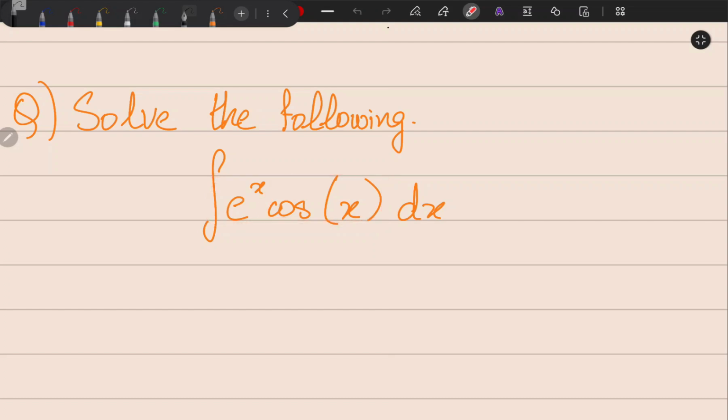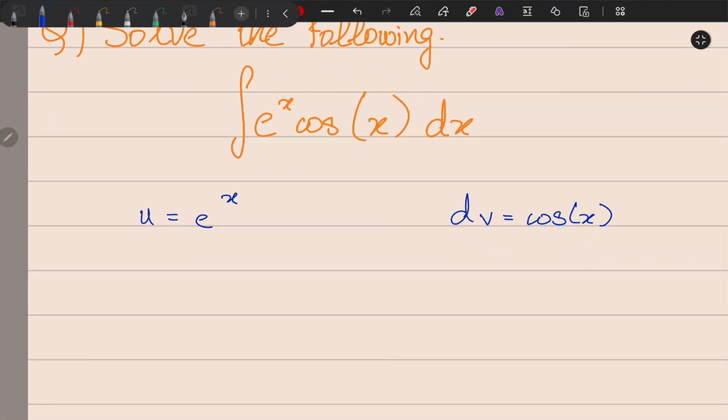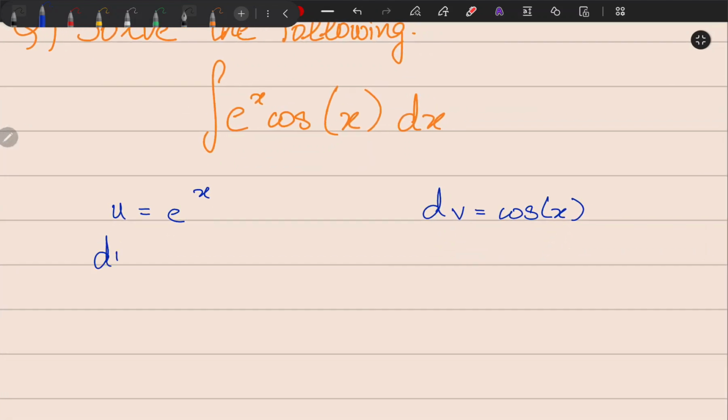Therefore, we understand that somewhere here we will have to apply integration by parts. So let's just set that up really quickly. Let me set my u as e to the x and let me set my dv as cos x, right? Let me differentiate u, meaning du, which remains e to the x, and let me integrate my dv. So we get v is equal to the integral of cos x, which is sin x.